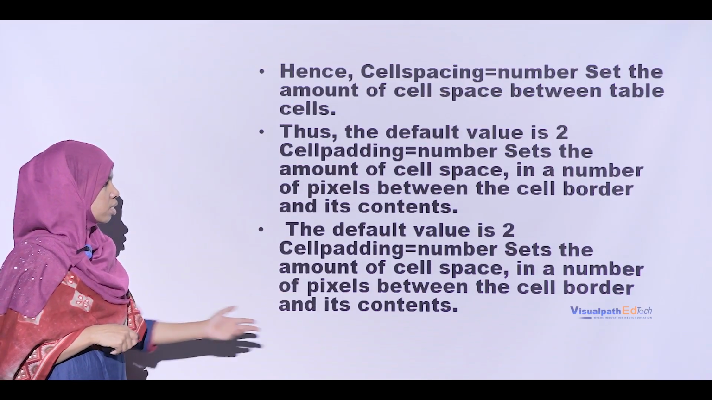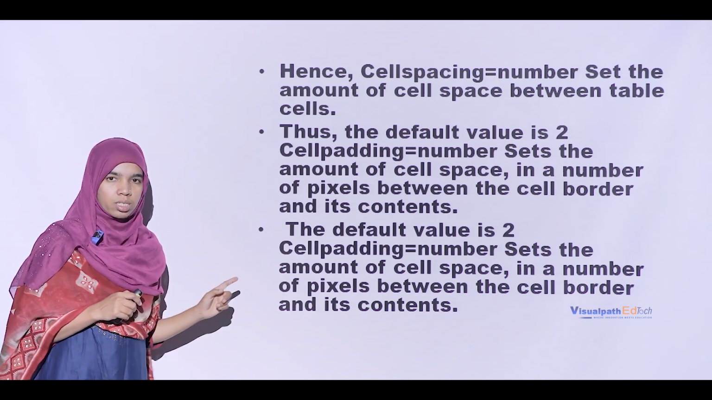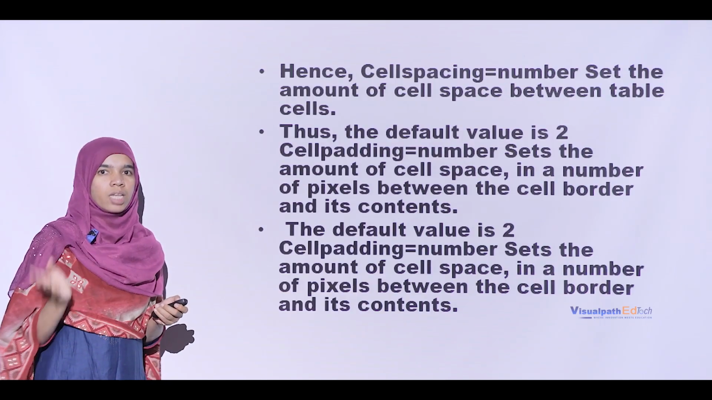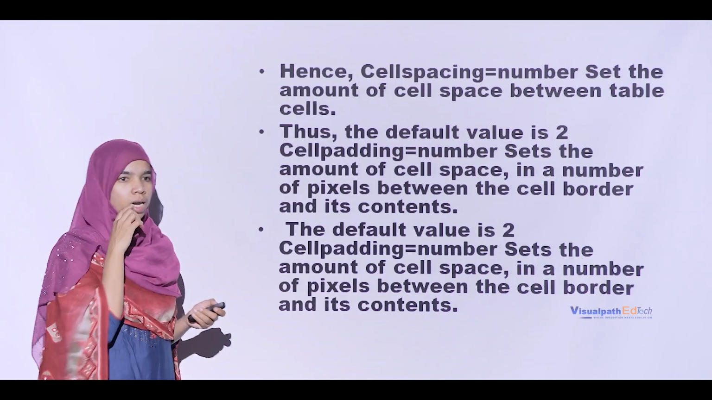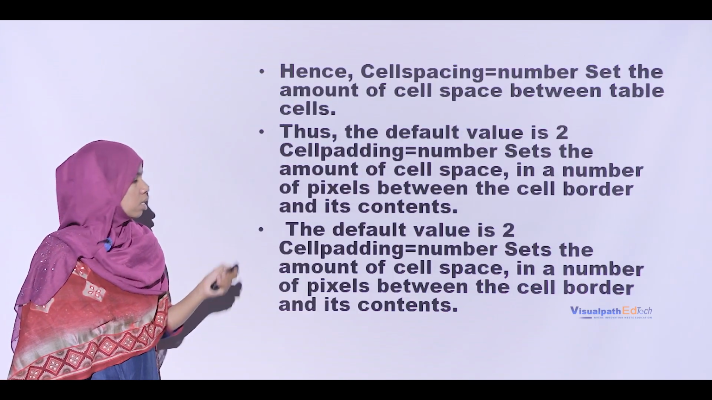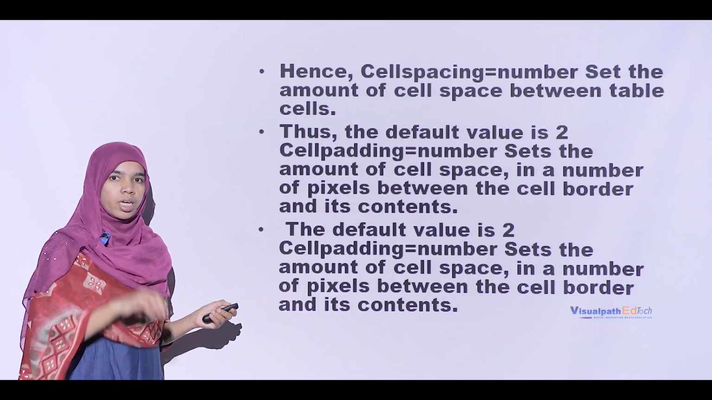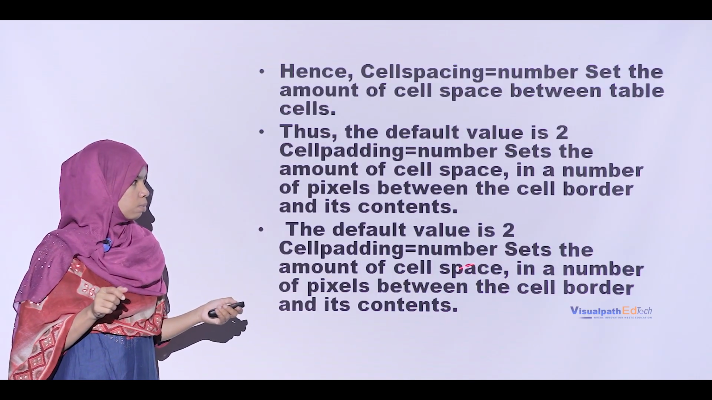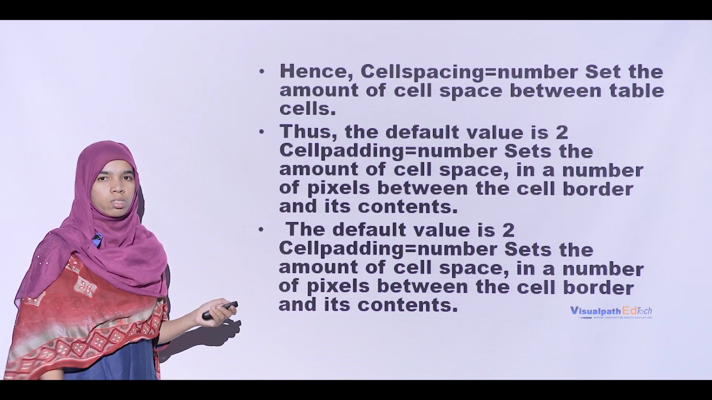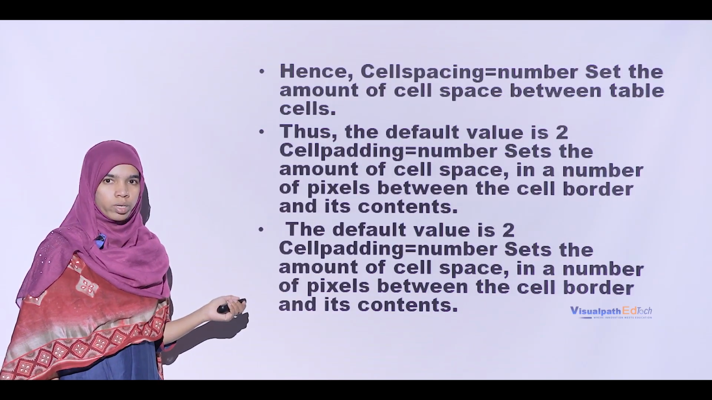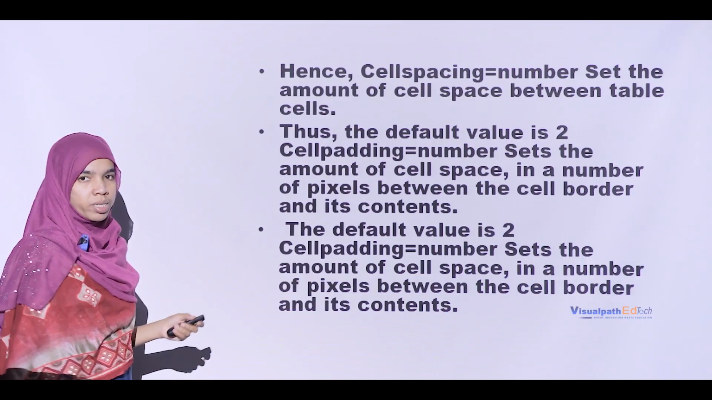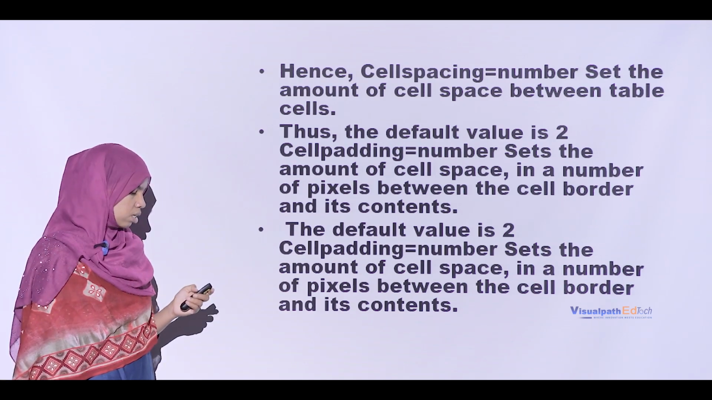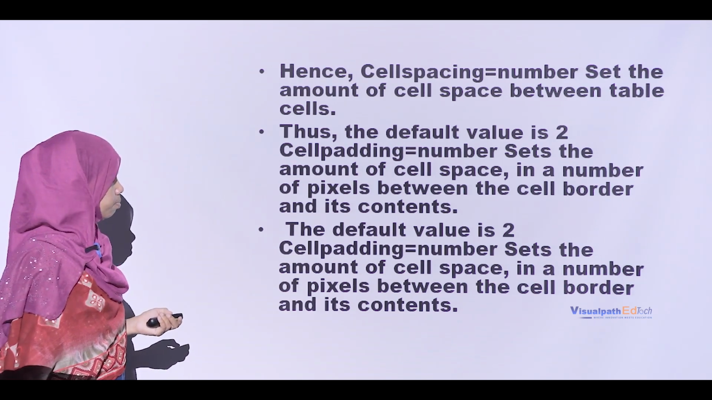And you can see the difference between cell spacing and cell padding. Cell spacing is between one cell and the other, how much gap you want to maintain, that you give in the cell spacing. Cell padding is nothing but the spacing between the content and the border of the cell, how much spacing you require there. By default it will be 2. If you want to increase it, you can do so. For the spacing between the cells use cell spacing, and for the content and the border of the cells use cell padding, to maintain the spaces.